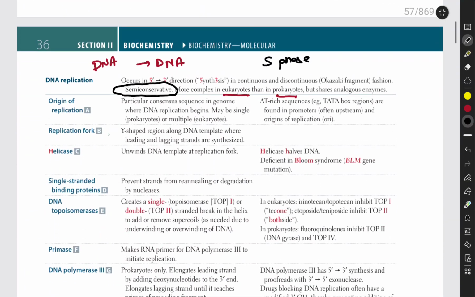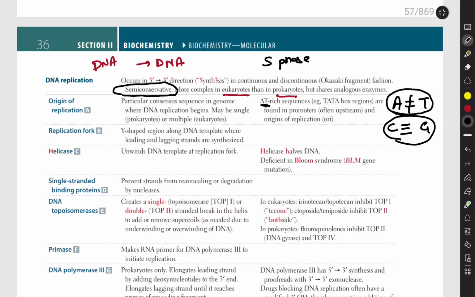So what you need to remember is the replication fork. How does the cell decide this is the part where I'm going to start replicating? Basically there are AT-rich sequences. Why do they select AT-rich sequences? I have discussed in my previous videos that adenine and thymine have a double bond between them, whereas between cytosine and guanine there are three hydrogen bonds. So it's easier to break the double bonds between adenine and thymine as compared to the triple bond between cytosine and guanine, which is preferential for DNA replication.